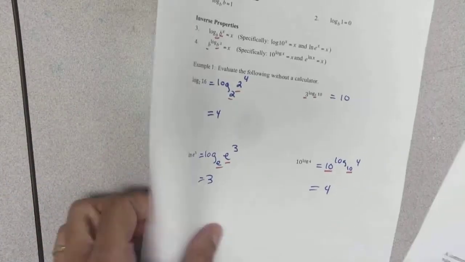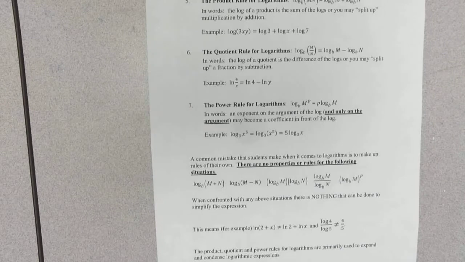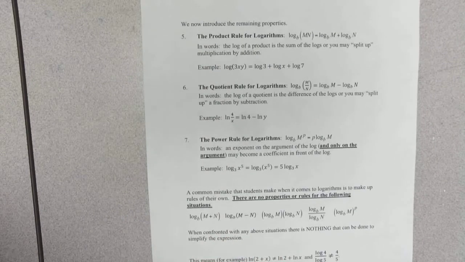So moving on to some new properties. Now we introduce the remaining properties. The product rule for logarithms. Now let me make a little disclaimer. We always have some people in college algebra who really should be in a much higher level math class, maybe already had calculus. If you've had calculus, do not get the product rule and quotient rule and power rule for logarithms confused with anything that has to do with calculus. These are algebraic properties for logarithms. Yes, they have a similar name to a property in calculus, but this isn't a calculus class. So these are just algebraic properties.